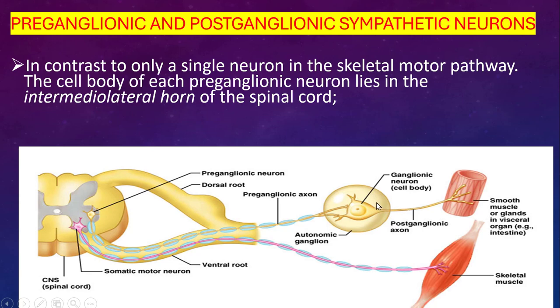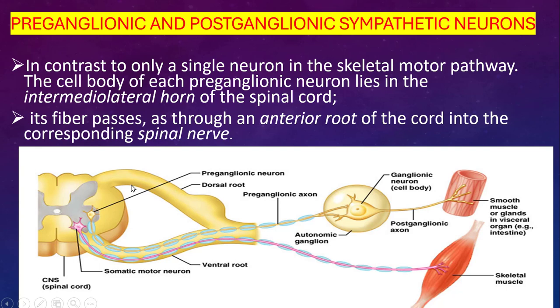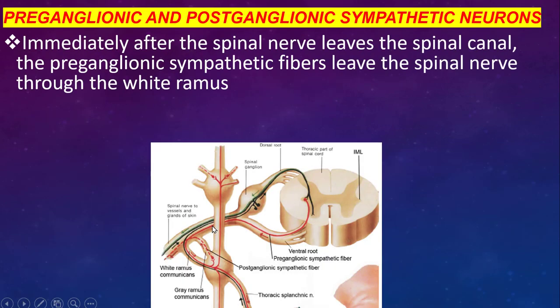in the intermediolateral horn of the spinal cord. Its fibers pass through the anterior root of the cord into the corresponding spinal nerve. Preganglionic and postganglionic sympathetic neurons separate immediately after the spinal nerve leaves the spinal canal. The preganglionic sympathetic fibers leave the spinal nerve through the white ramus.